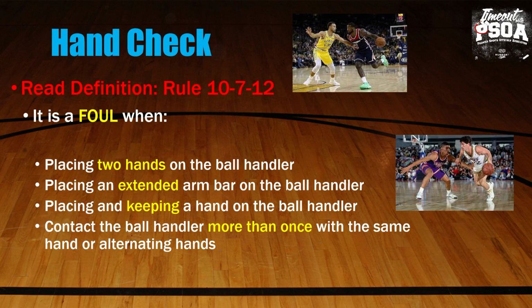Hand check. We hear this all the time. Automatic, automatic, automatic. It is an automatic foul, so long as that ball handler is actively doing a normal basketball move. So hand check, placing two hands on the ball handler. And when we say on the ball handler, this is a dribbler going to the basket. Two hands, automatic. Post player does a spin move. Two hands on that post player now. That's a normal basketball move, automatic.